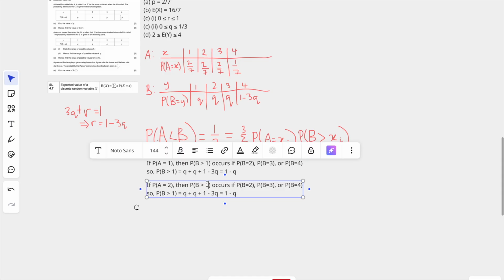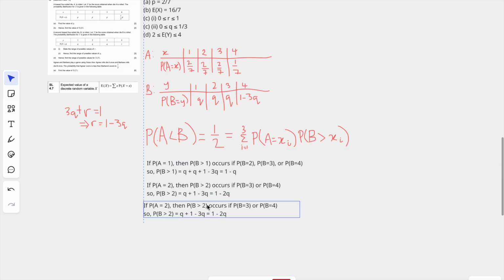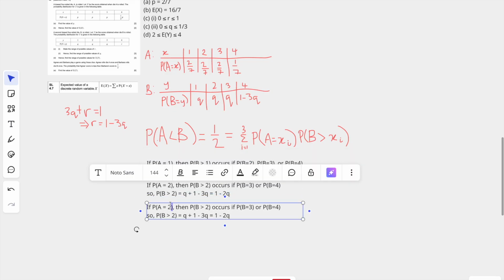Now, what about if Agnes rolls a 2? Then the probability that Barbara's score is higher is if she rolls a 3 or 4. So according to Barbara's distribution table, the probability of her rolling a 3 or a 4 is Q and R respectively. Summing this up results in a probability for this scenario of 1 minus 2Q. Lastly, if Agnes rolls a 3, then the probability that Barbara's score is higher is if she rolls a 4.